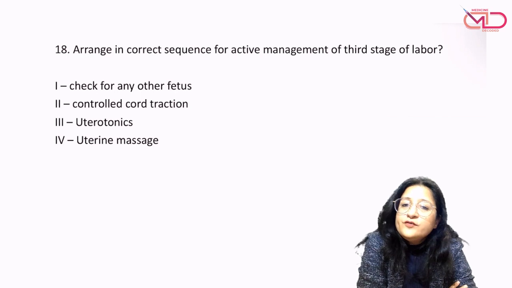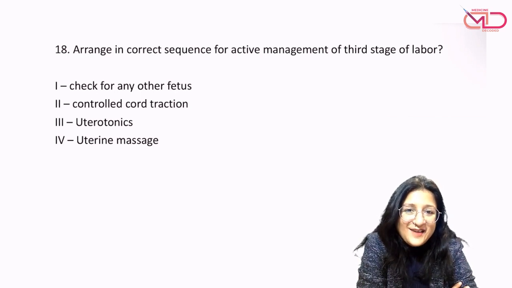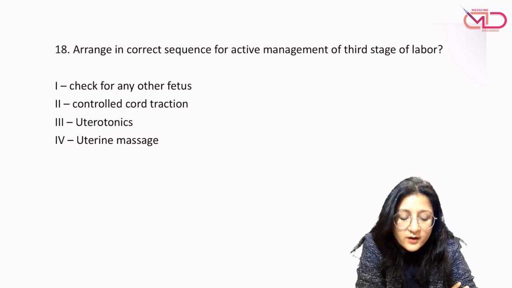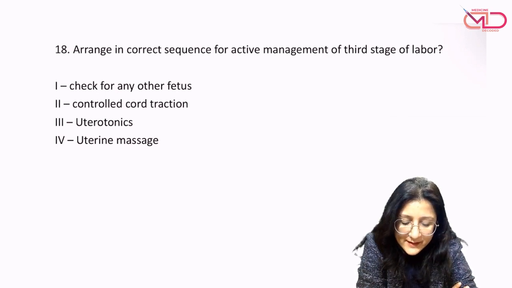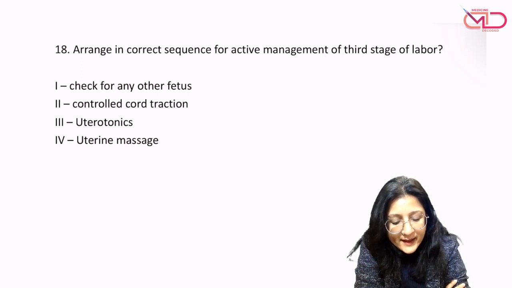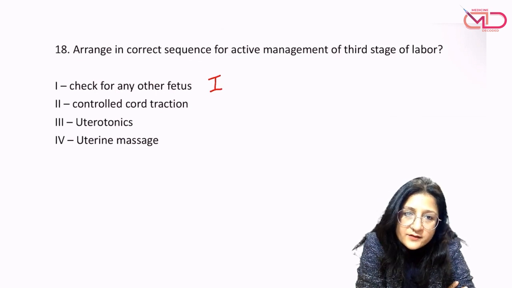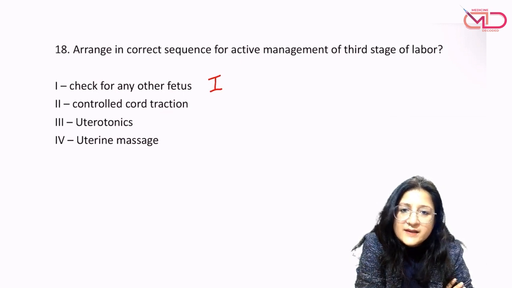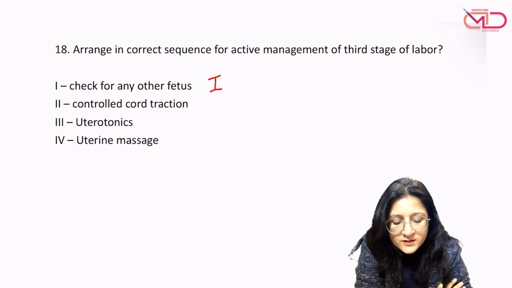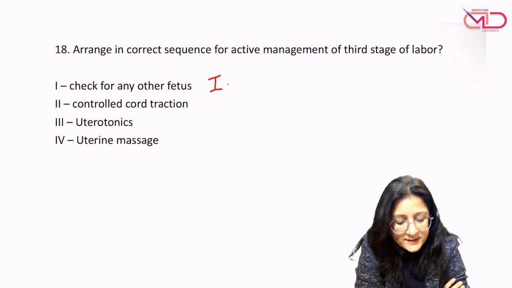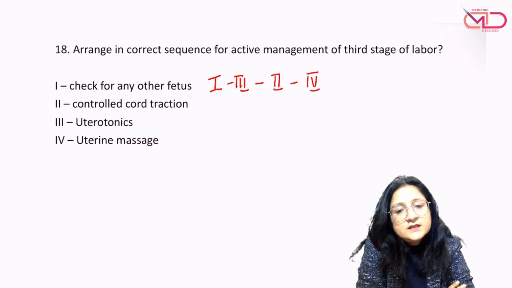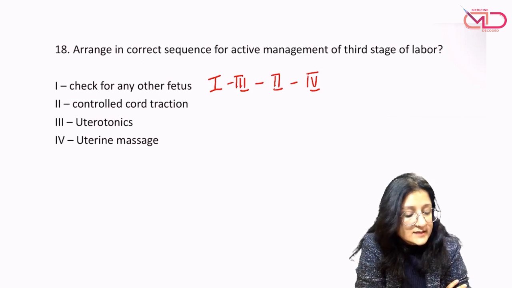So, before doing any of this, it's quite obvious that if there is another fetus on its way to delivery, then first that fetus will have to be delivered, right? So check for any other fetus. It's a logical question, right? It's a logical step that you will check for any other fetus. So the correct sequence would be check for any other fetus, because if there is a second twin to deliver along the way, then you can't start with the active management. Then third stage of labor has not yet begun. Now both fetuses have to be delivered. So check for any other fetus, then uterotonics, then controlled cord traction to deliver the placenta, and uterine massage should be last. So this is the correct sequence for active management of third stage of labor. In the options provided, this should have been the correct sequence.